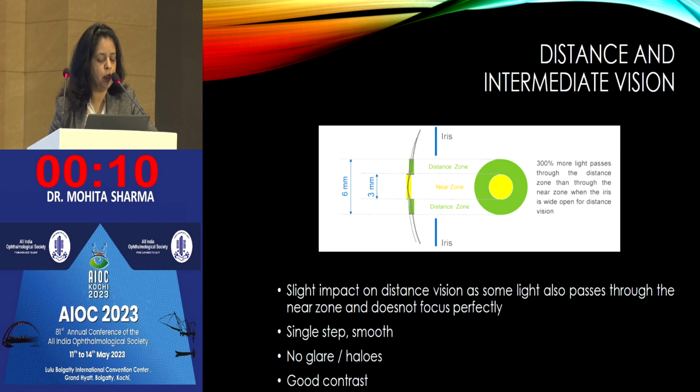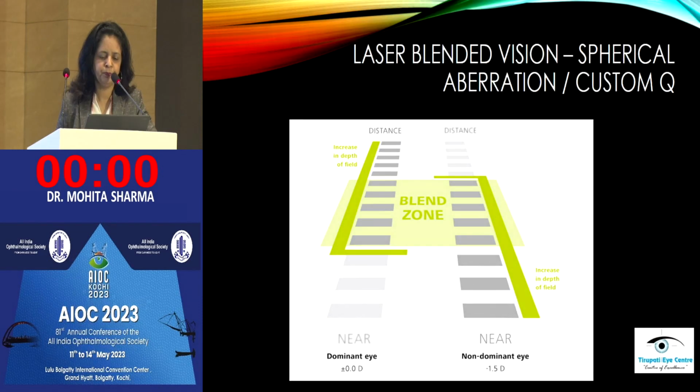But we have to remember that there is always a slight impact on distance vision, as some light also passes through the near zone and does not focus perfectly when the patient is viewing for distance, and hence there would be a certain amount of line loss or decreased vision for distance, which is always told to the patient. Now, it has been seen that most of these procedures will have a single line loss for distance vision, so that's why we said it's a compromise.